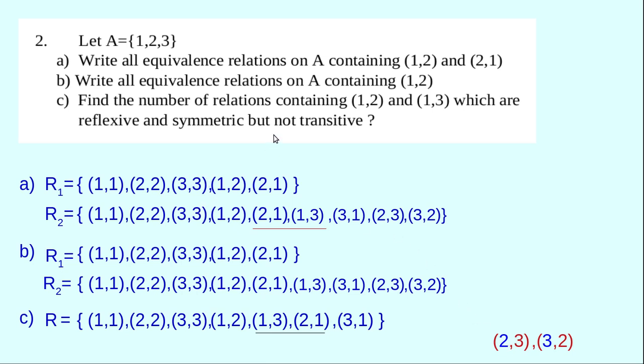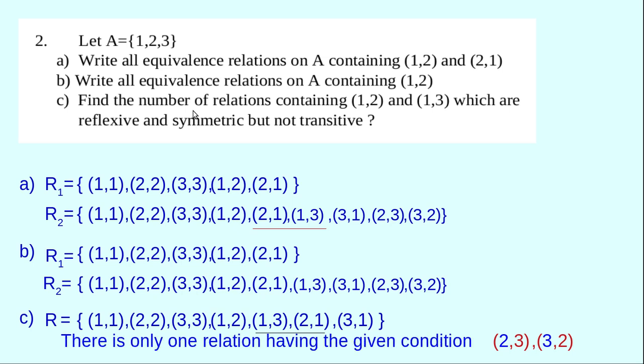But the question is, the relation must not be transitive. Equivalence relation is a transitive relation, so we can't add 2 3 in this relation, and there is no second relation satisfying the given condition. Clear? Hence the answer is, there is only one relation having the given condition. Okay, write it down in your notebook beautifully.